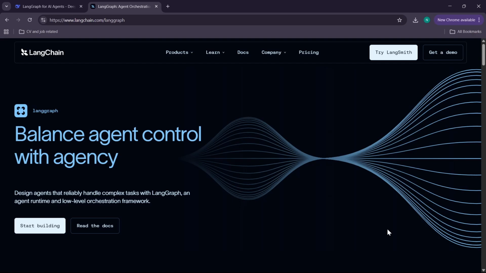AI agents, what the hell are they? An AI agent is an autonomous system that perceives its environment, reasons about a goal, and takes action to achieve that goal, often using tools or external data. Basically, it's like a human, but as an AI agent.